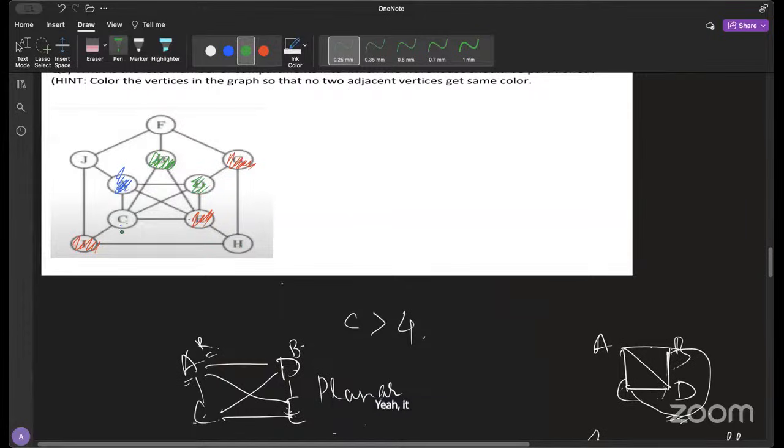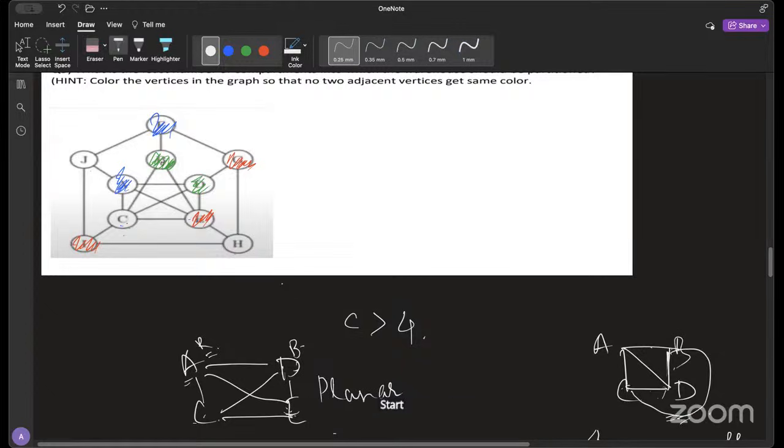H can be... C, we have taken white, right? So C can be white. Yeah, C can be white, and J can be white. F can be blue. So we're done with 4 colors, I guess. We don't need a 5th color for this.